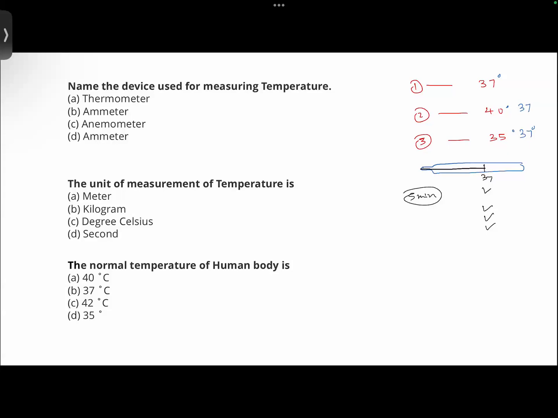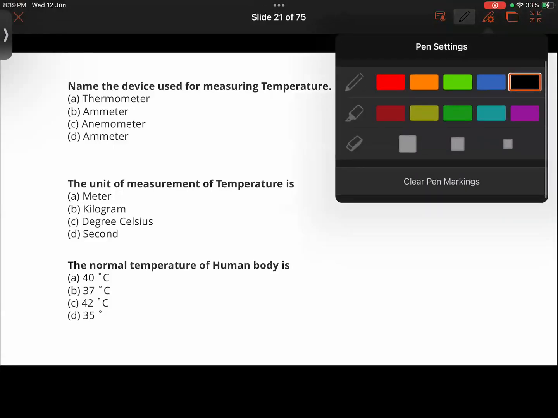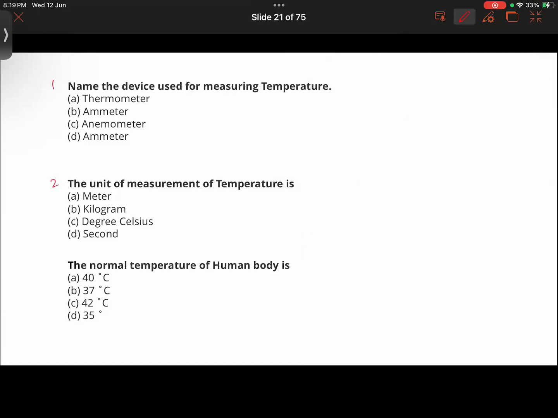Yes, sir. Okay, so there are some questions we are going to be solving now. Answer these questions in the chat box, guys. I'm marking them as 1, 2, and 3. You know where you have to answer. On this ID you have to answer.